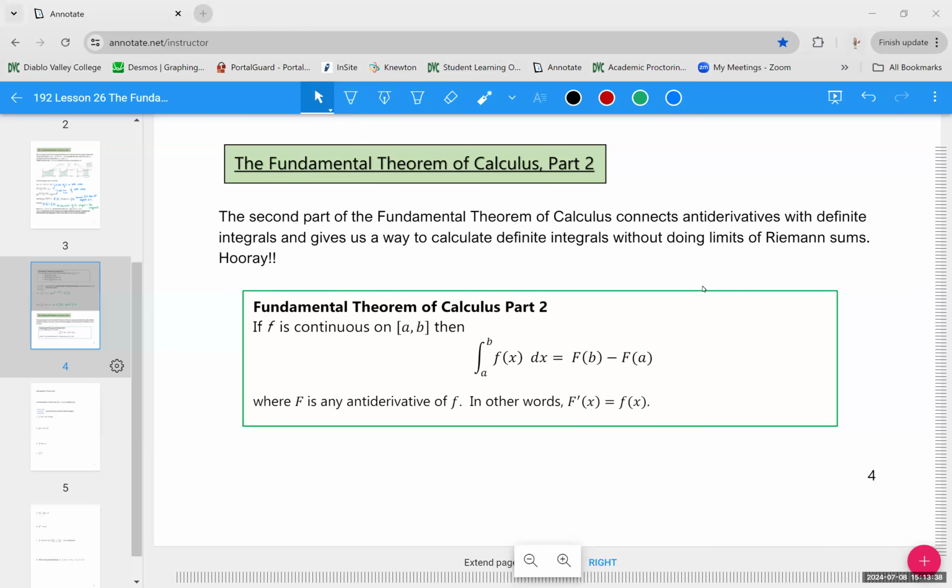Now for the useful stuff. The Fundamental Theorem of Calculus Part 2 is going to be your shortcut for finding integrals. You do not have to do limits of Riemann sums for the rest of your life.